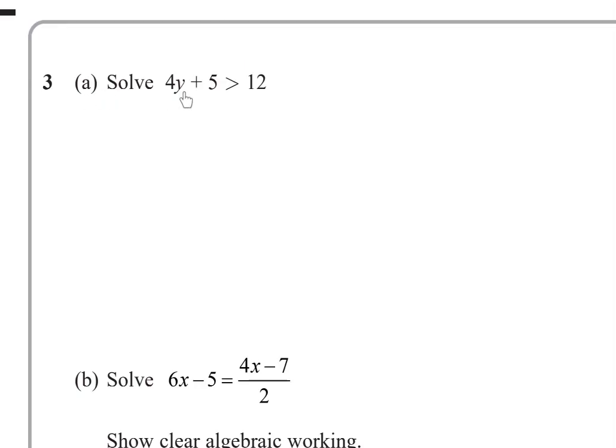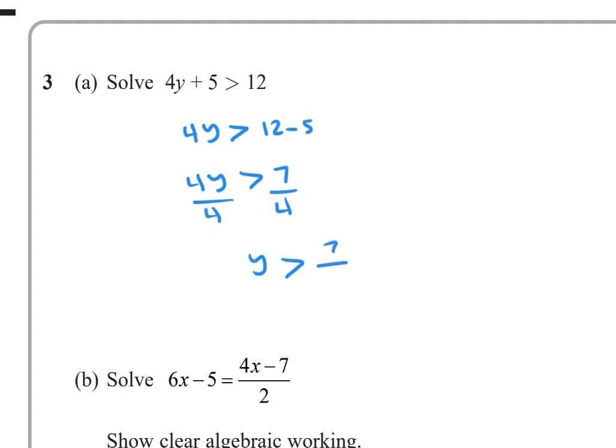3A. Solve 5 plus 4y is more than 12. Transpose 5 to the other side by negative. So 4y is more than 12 minus 5. So 4y is more than 7, divide by 4, divide by 4. So y is more than 7 over 4.